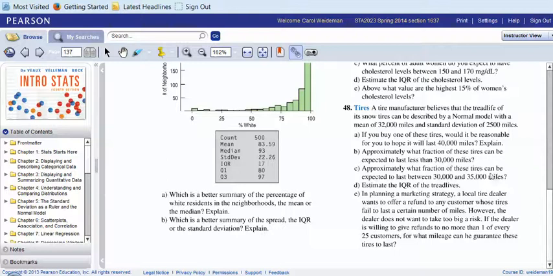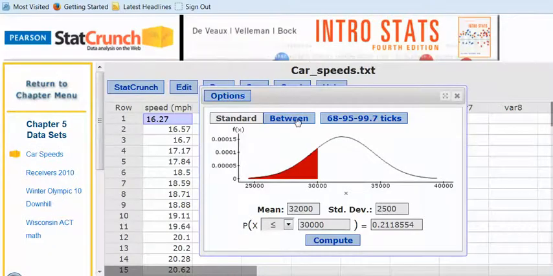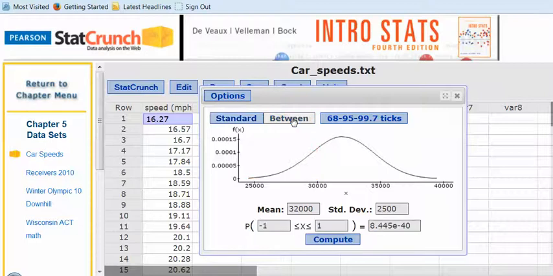And what fraction can be expected to last between 30 and 35,000 miles? Okay, so for this one, you're going to click on the between option here, and you want to go between 30 and 35,000. And the tool will actually compute the area and show it to you on the curve. So about 67.3% of tires are going to be expected to last between 30,000 and 35,000 miles.